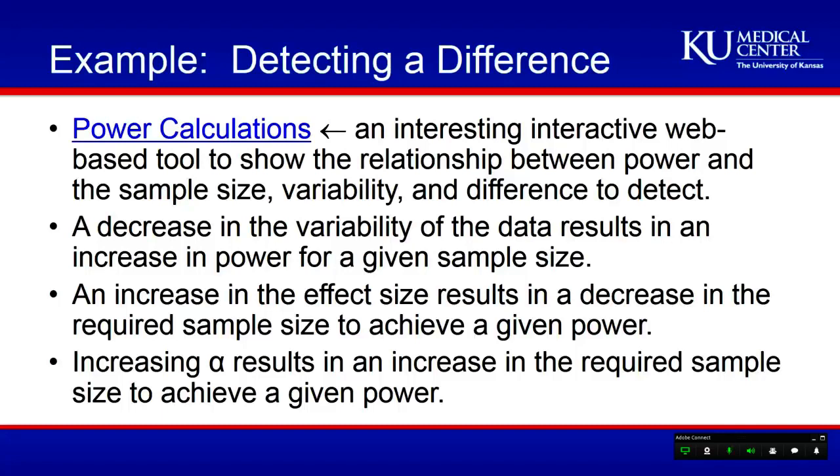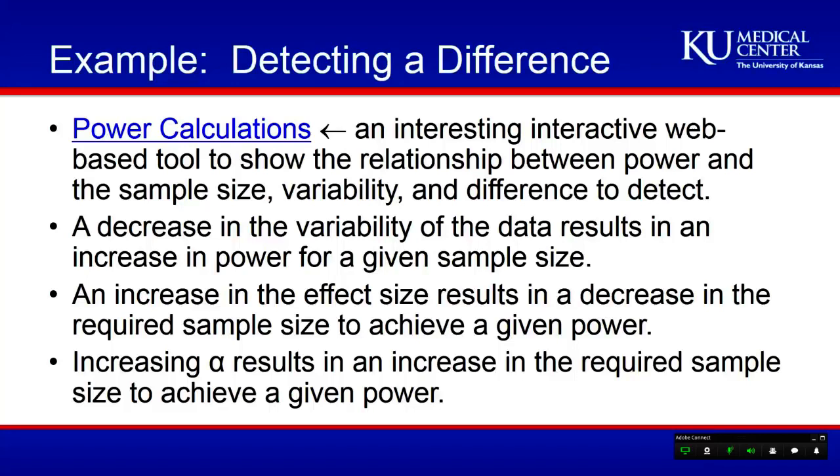If we increase the difference we're looking for, that actually results in a decrease in the required sample size to achieve power. And that makes sense, I think, because if you're looking for something really big, if it exists, it shouldn't take you too long to find it because it's big. But if you're looking for something very small, it might take more resources to find it. Because it is small, it could get buried in the noise.